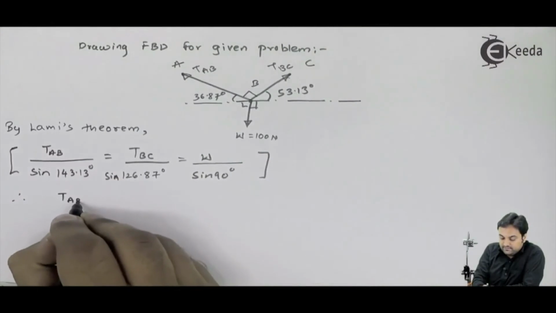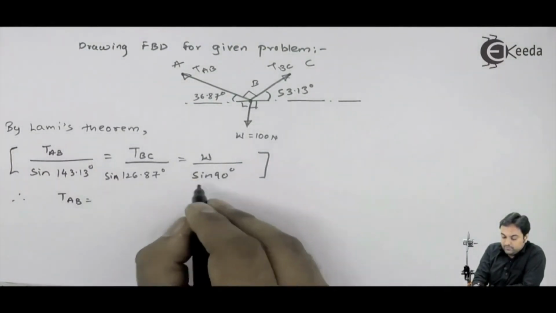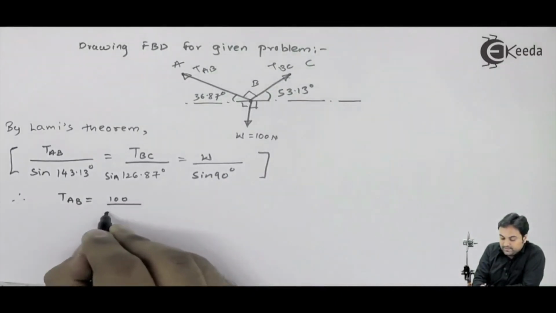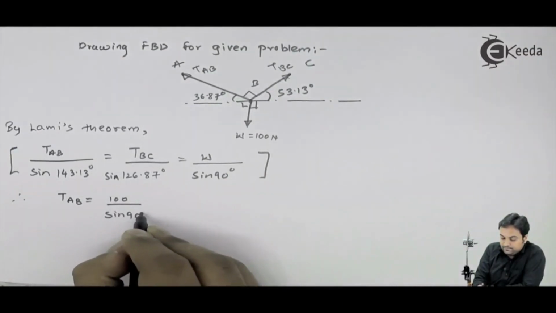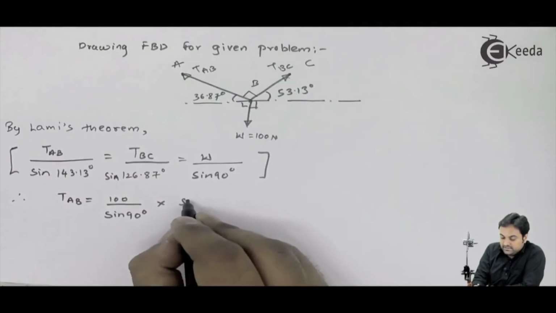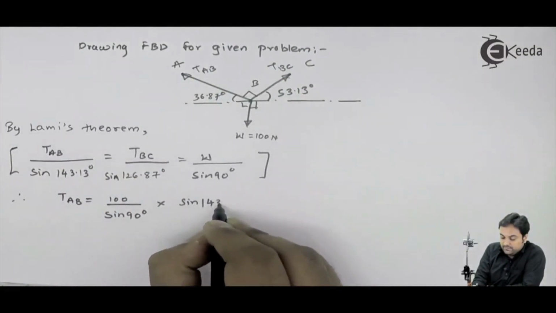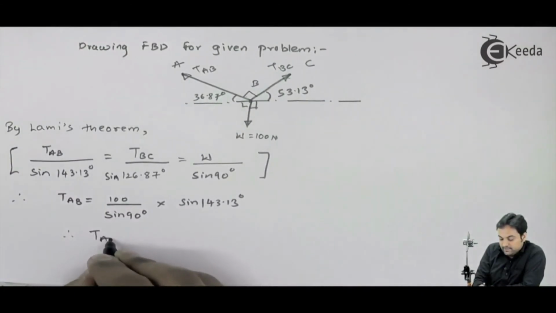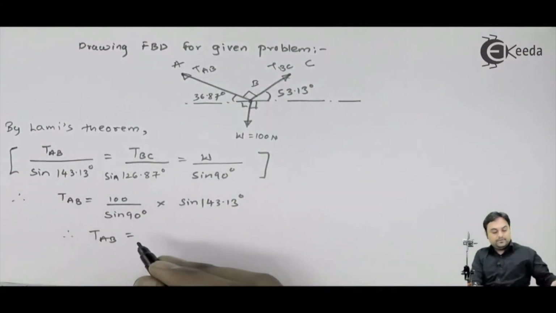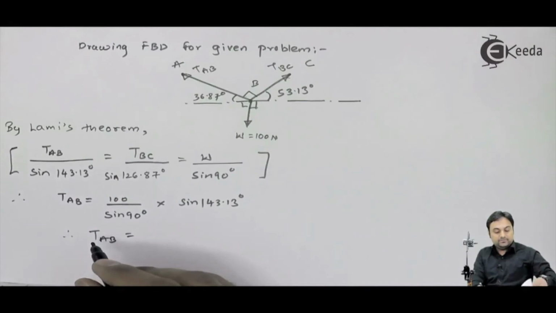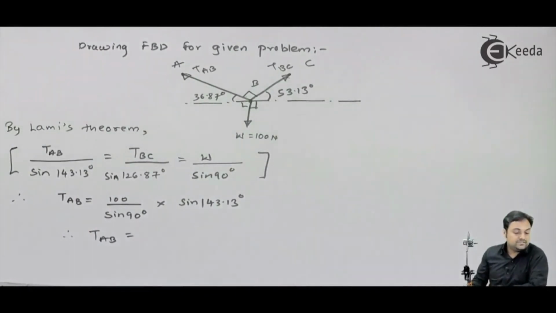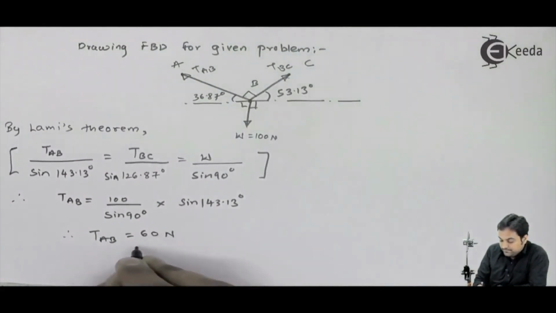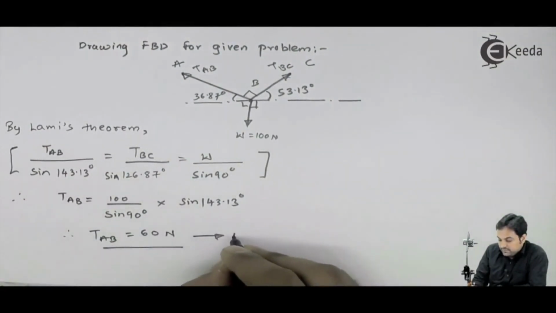So next I will calculate TAB and TBC one by one. Therefore TAB will be equal to W upon sine 90. W is 100, so 100 divided by sine 90 into sine 143.13 degree, and therefore TAB, my answer will be, in this question it comes out to be 60 Newton. That's my first answer.